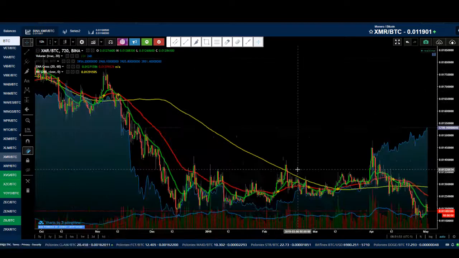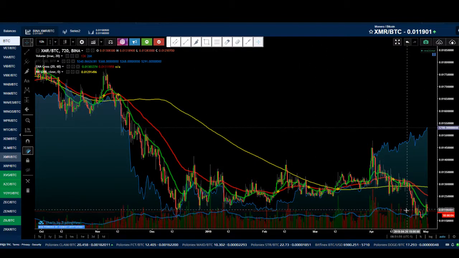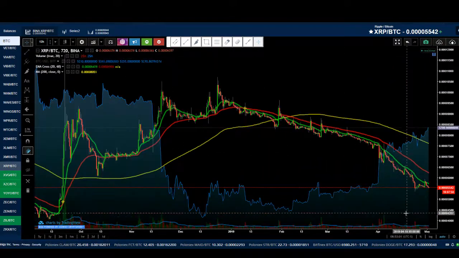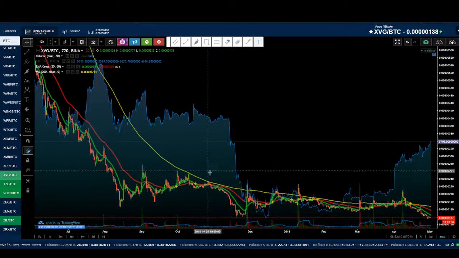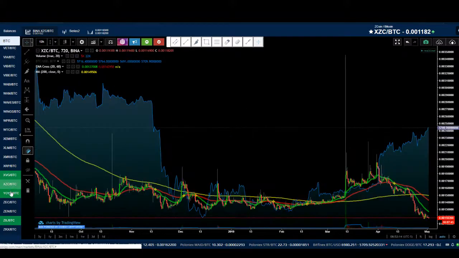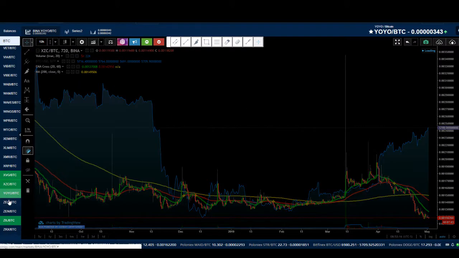XLM is marked as a fail and maintains the fail role. XMR was marked as a fail. It's moved up to a near fail and holds. XRP is also a near fail and not looking good. Now we're on to XVG. I'm going to mark that as a fail. Okay, it is marked as a fail. XZC is also marked as a fail.